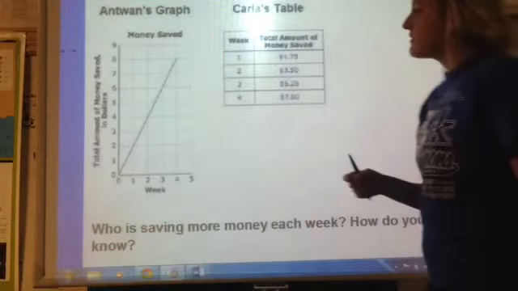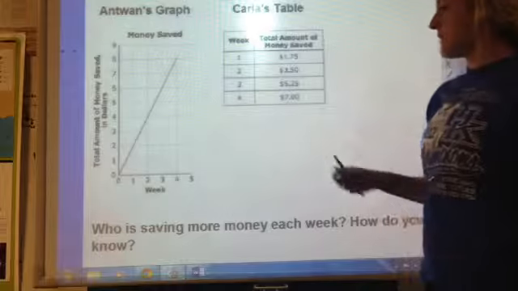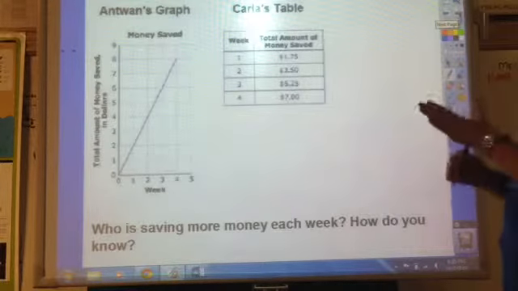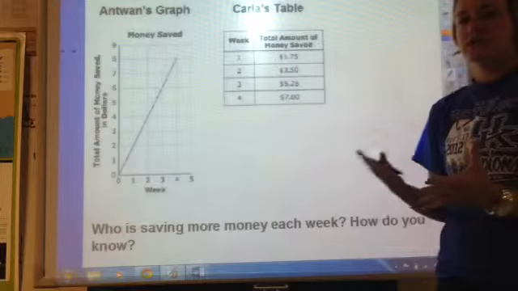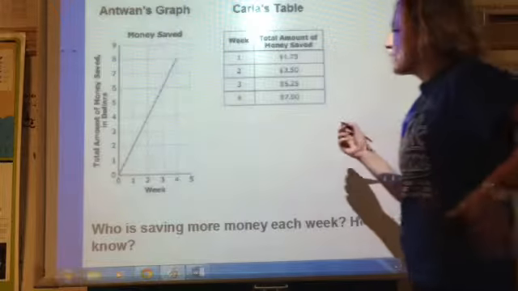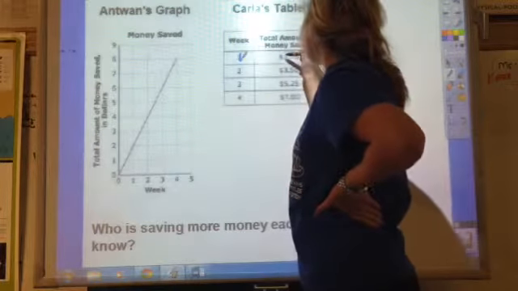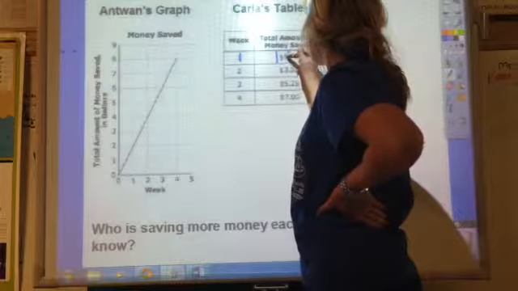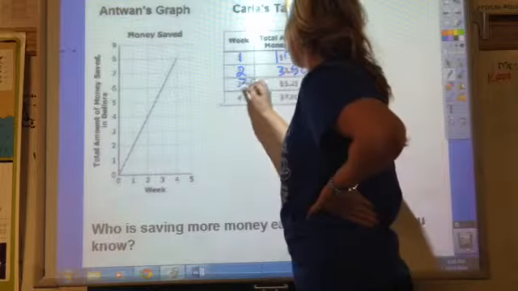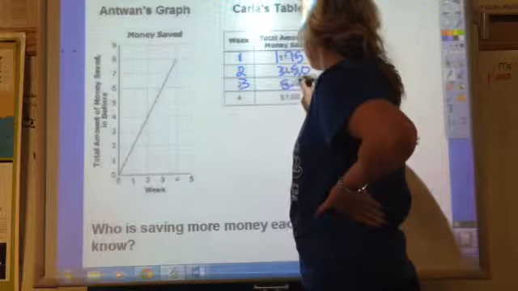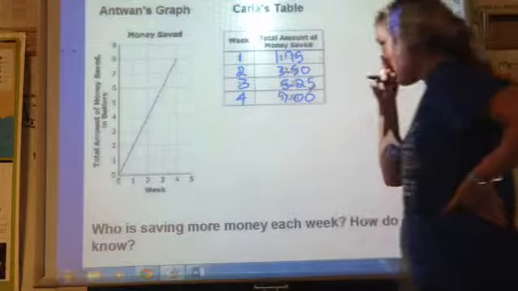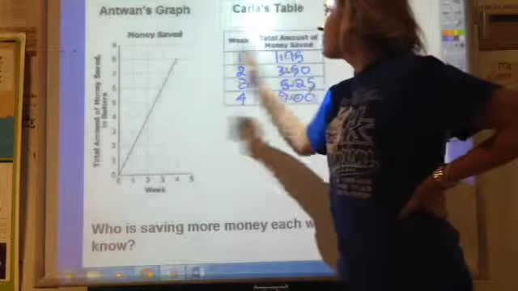Alright, here I'm given a graph and a table, and I want to compare them. My question here is, who is saving more money each week? How do you know? What I need to do is write an equation, because my slope will tell me which one is saving at a faster rate and why. If you can't read this table, it's 1 week for $1.75, 2 weeks for $3.50. At the third week, she saved $5.25. The fourth week, she saved $7.